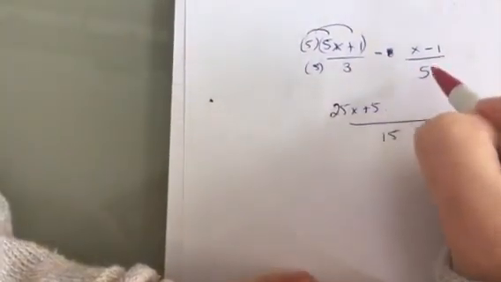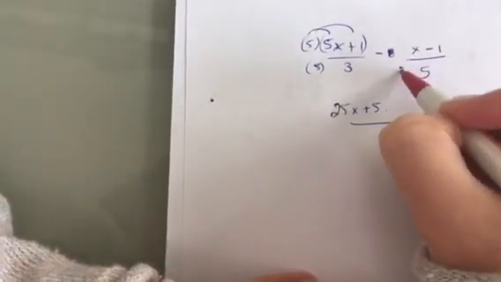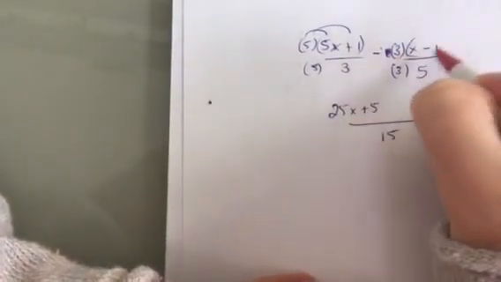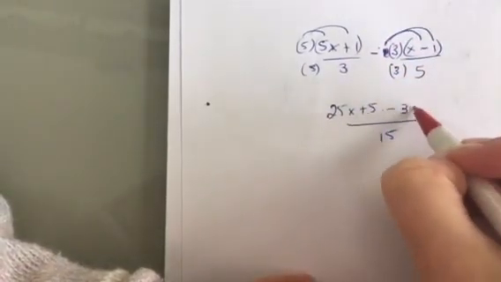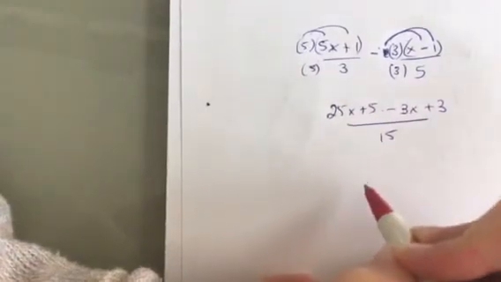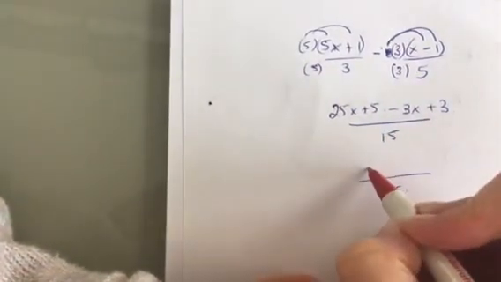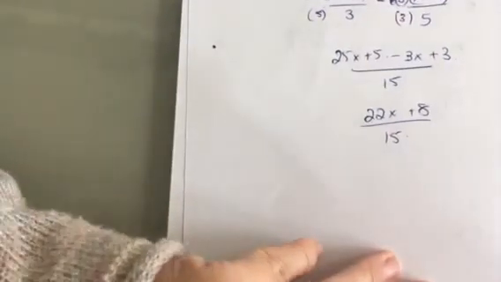And here, be really careful, you need to multiply this by a 3 on the bottom. Now I'm putting it in front on purpose because be careful that minus needs to be taken into account. So that's minus 3x plus 3, and then I clean that up to give you 15, that is 22x plus 8 all over 15.